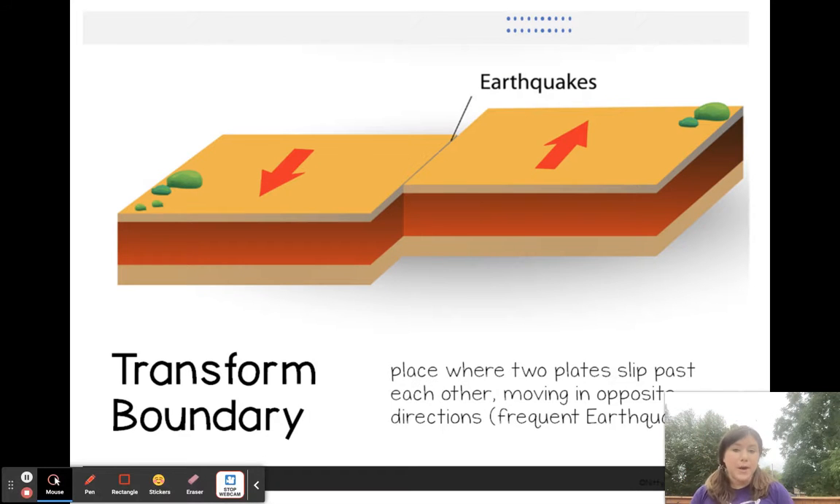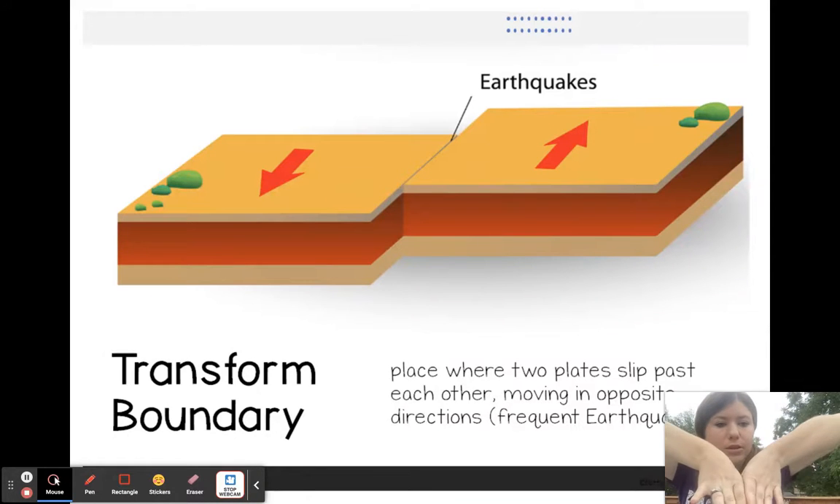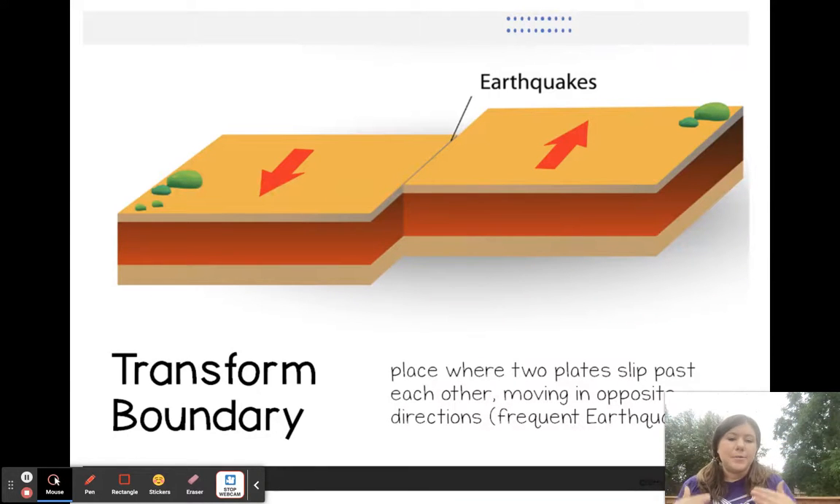Right, so at a transform boundary, this is where two plates are sliding past each other. So they're not moving into each other and they're not moving away from each other. They're just kind of going past each other. So this is where you get major earthquakes, right? The San Andreas Fault is at a transform boundary.